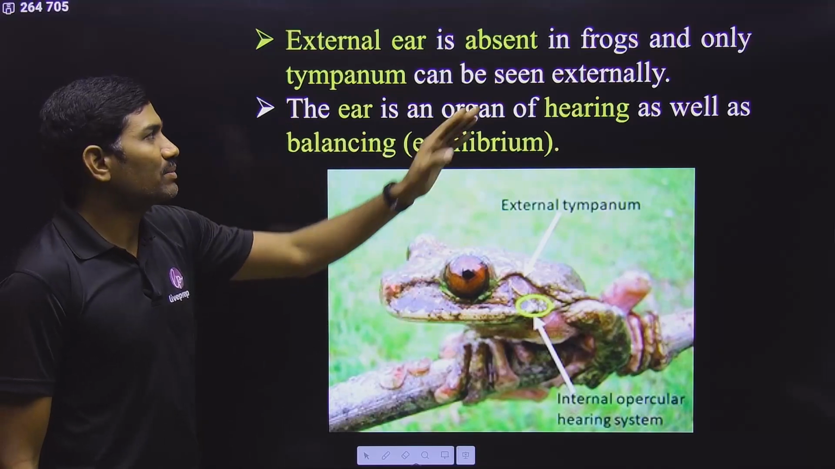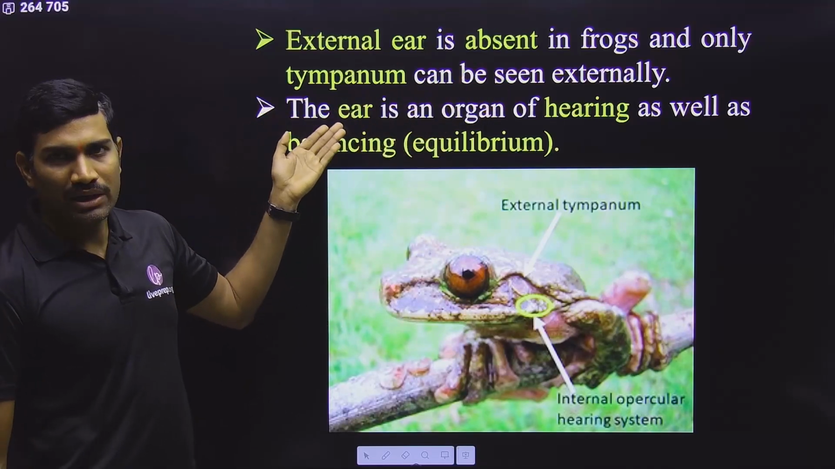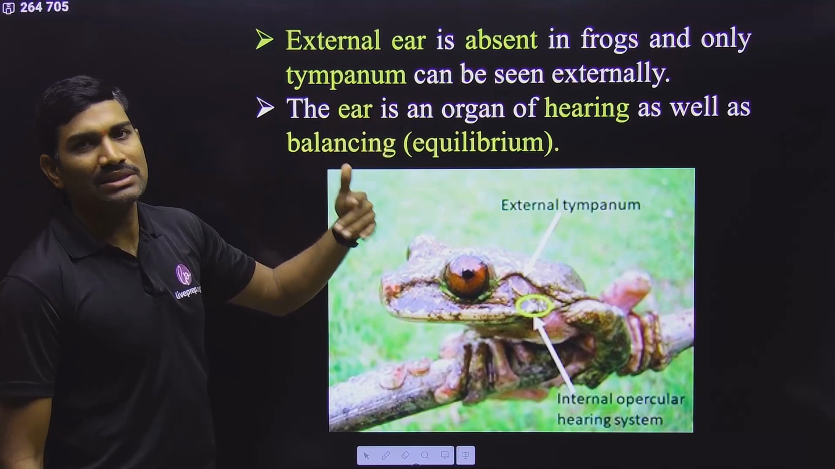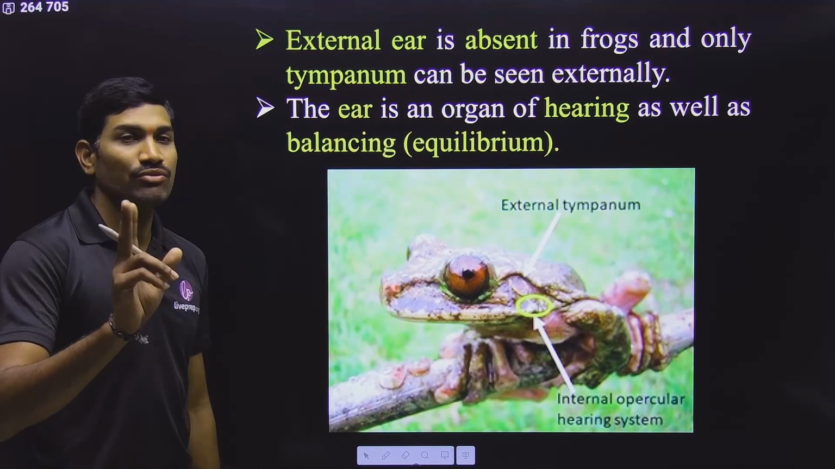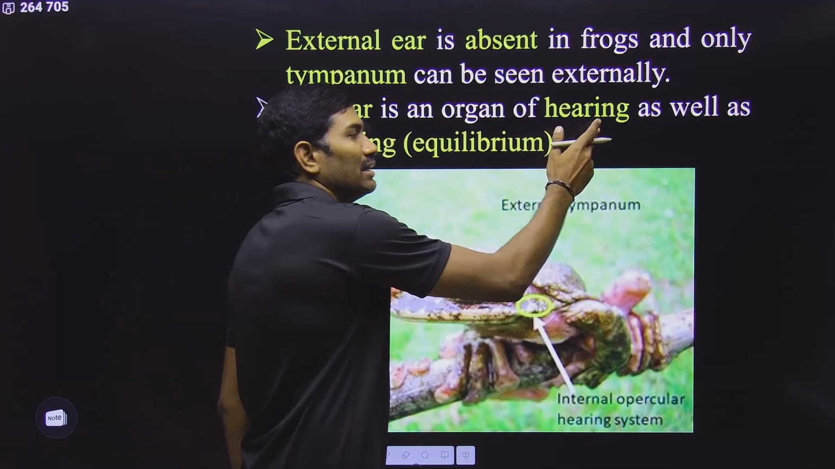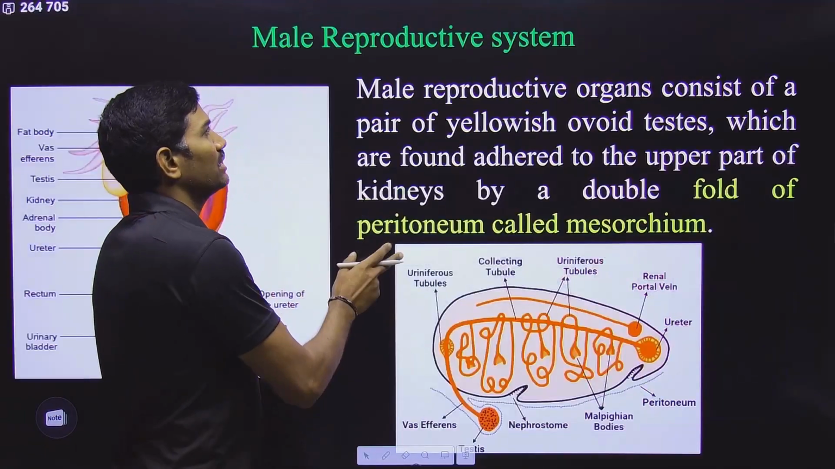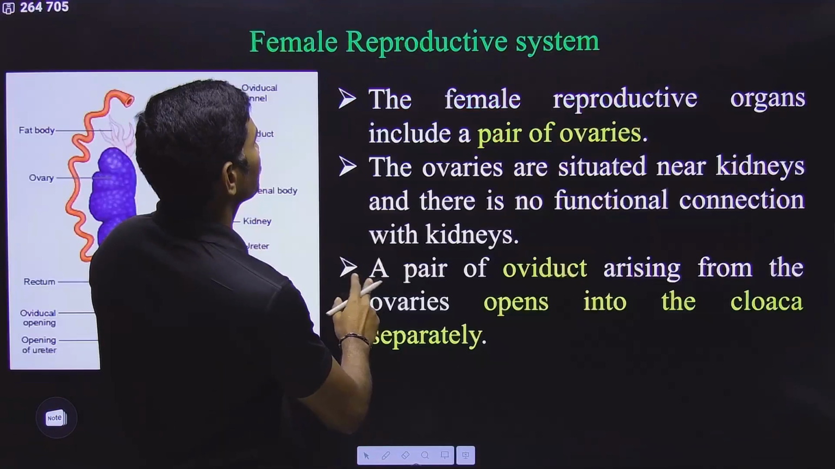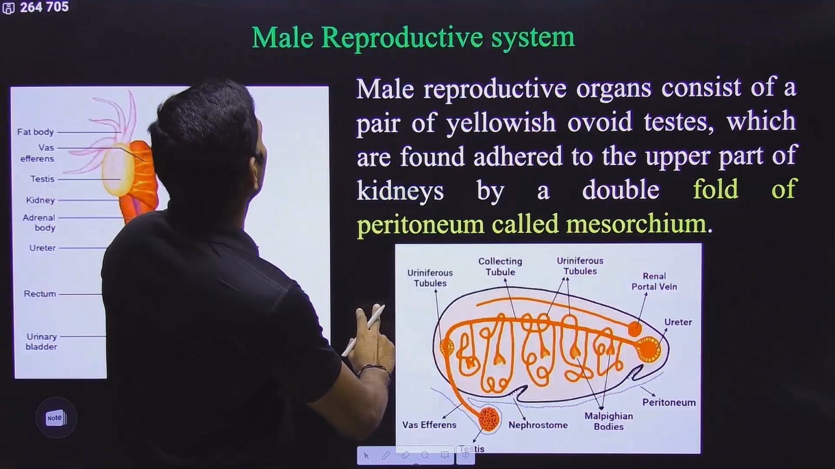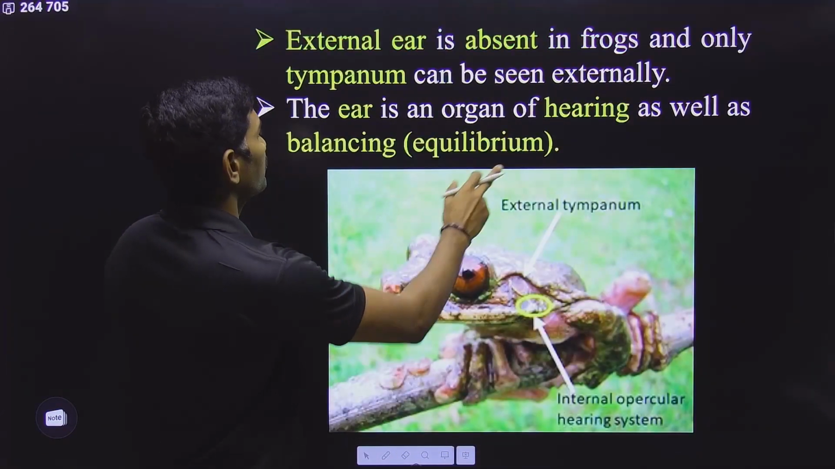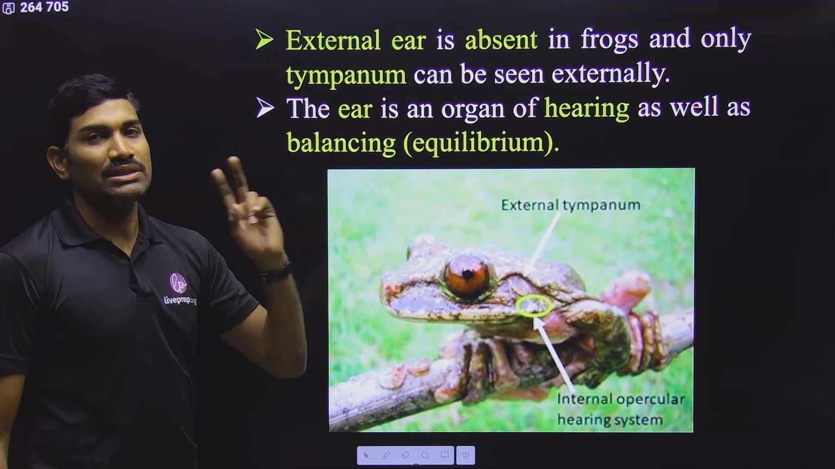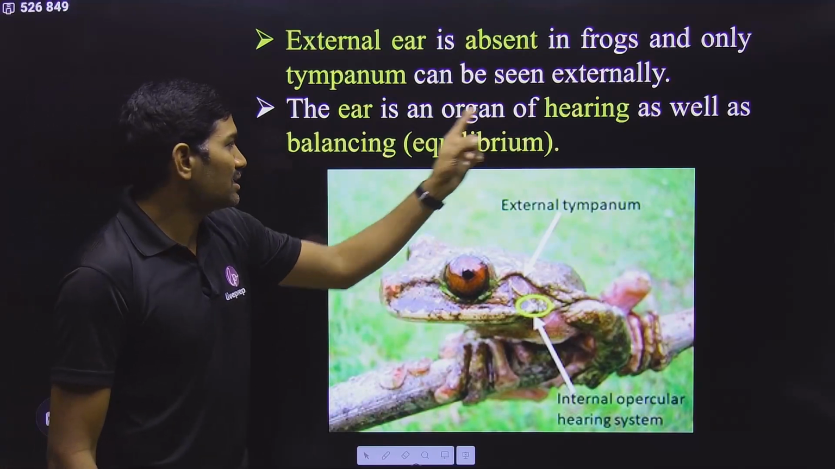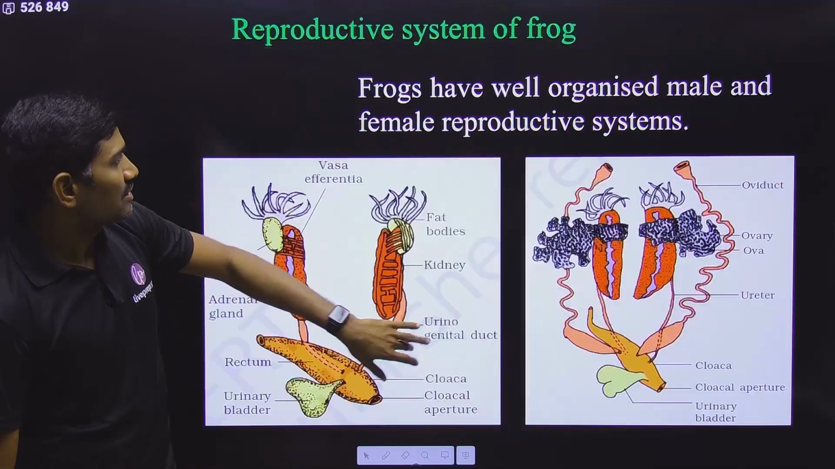External ear is not present here, and they are having the tympanum, and that tympanum will represent the ear. Next one, the ear is an organ of hearing. It is having two functions. Ear is involved in hearing function, and also it is involved in body balancing. Body balancing means equilibrium. Please remember, ear is having two functions. One is hearing and the other one is balancing.